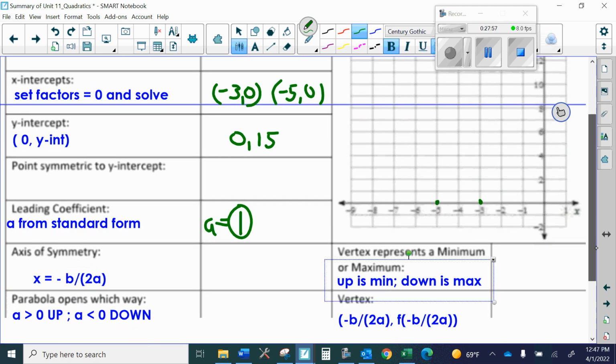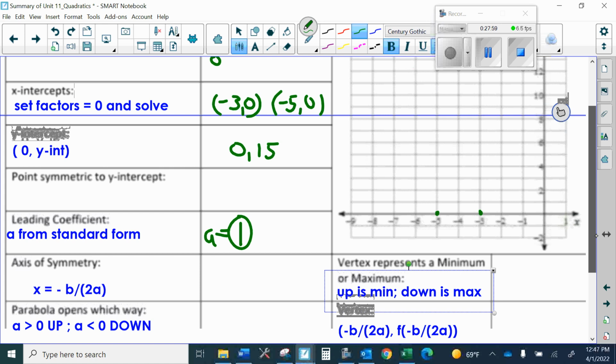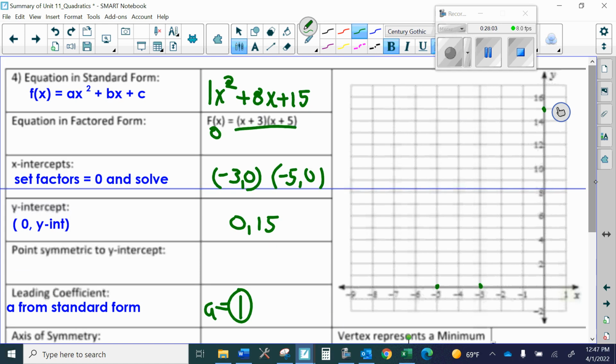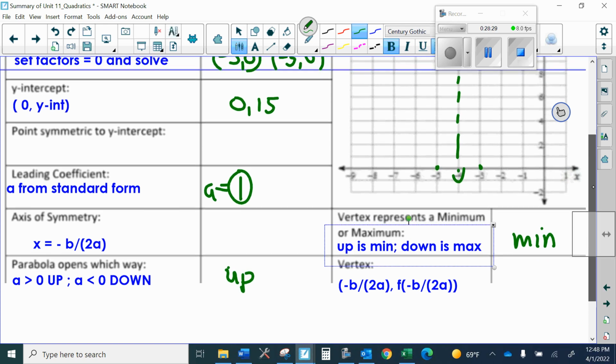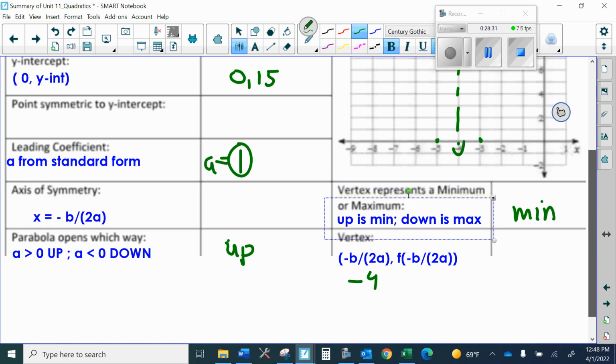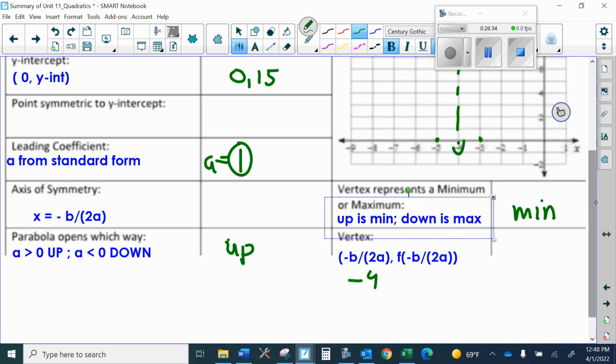Axis of symmetry, remember we know it's -b over 2a, or since I already know this is the factored form, halfway between -3 and -5 is -4. So that's dashed. So it's got to be somewhere along here. Okay. It opens up. A is positive, so we can do the opens up. Okay. If it opens up, it's a minimum, right? The y value is the lowest. Okay. The vertex, we already know it's got to be -4, because that's the midpoint of -3, -5. So that's what you would get if you did -b over 2a in the standard form.